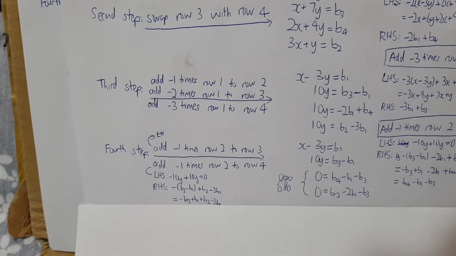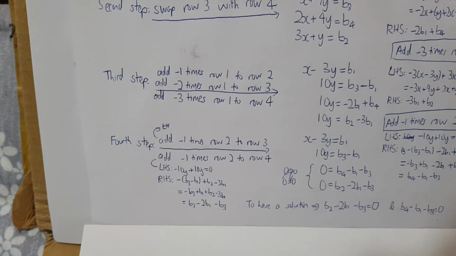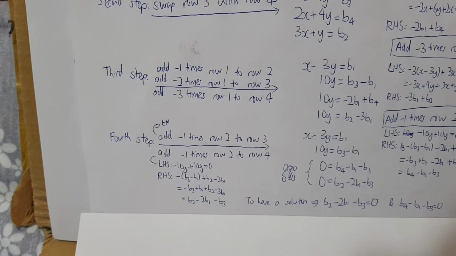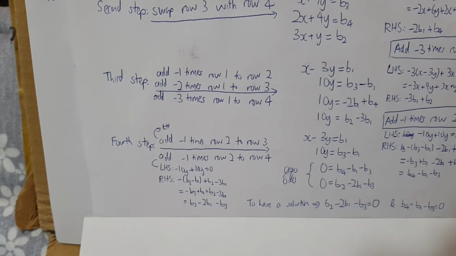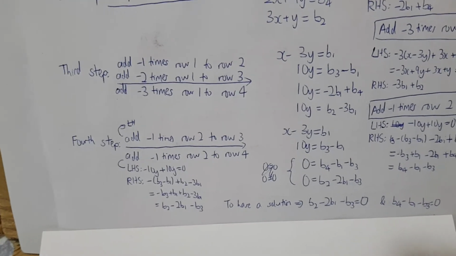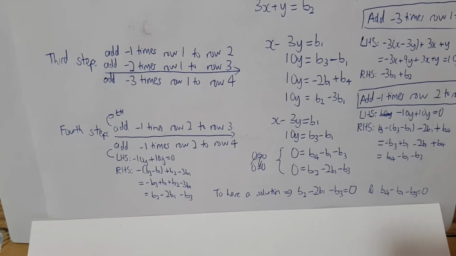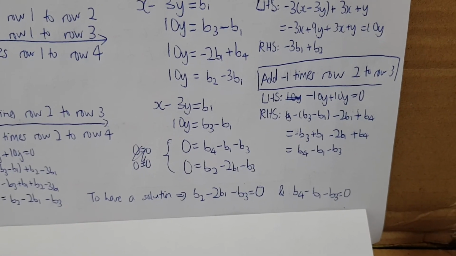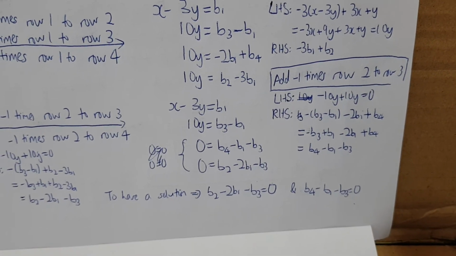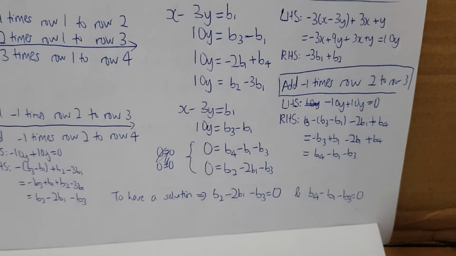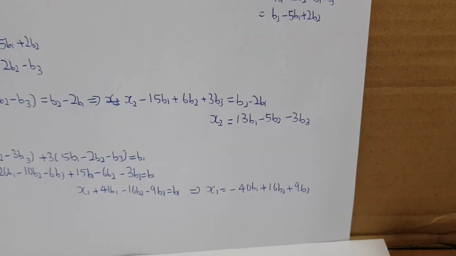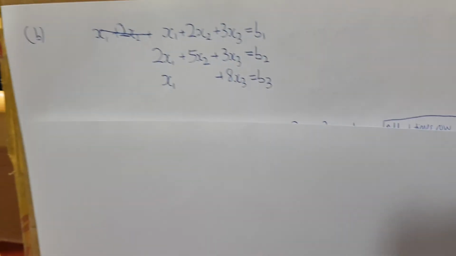So what do we do next? To have a solution, it must be logical, must be consistent. So hence 0 equals 0 and 0 equals 0 for the third and fourth rows. Which in other words, b2 minus b1 minus b3 equals 0 and b4 minus b1 minus b3 equals 0. And this is what the solution of b has to be in order for it to have a solution. Let's take a look at another example, which is this.